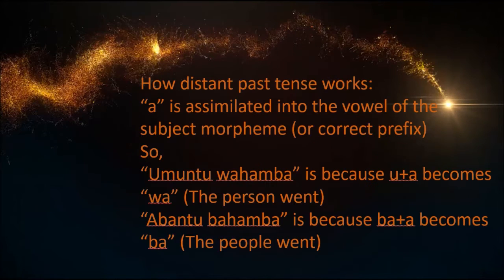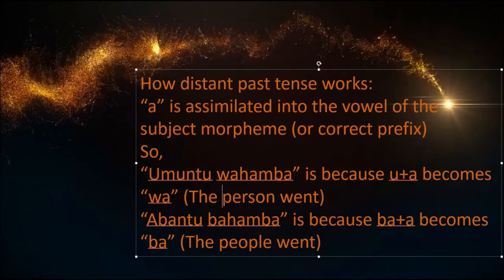And this is how it works. Distant past tense works with the A being assimilated into the vowel of the subject morpheme, or the concord prefix. This is just for distant past tense. You need to work it out, and it literally is a combination of A every time. So, umuntu wahamba, distant past tense, is because u plus the A. A is always there as the prefix. The 2 combined become wa, and it is always like that.